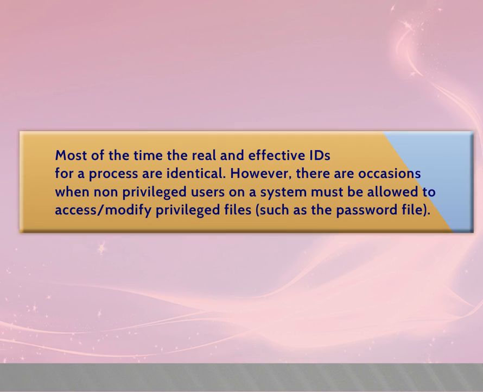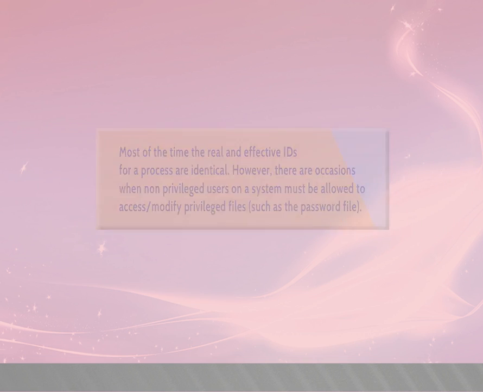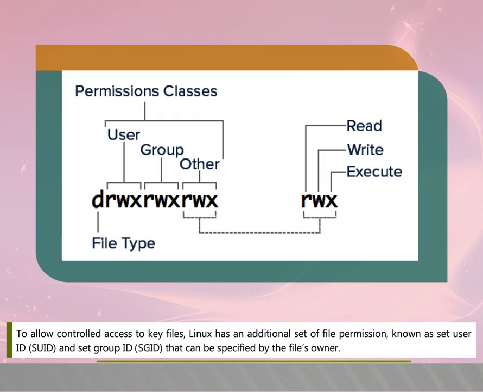However, there are occasions when non-privileged users on a system must be allowed to access or modify privileged files, that is such as the password file. To allow controlled access to key files, Linux has an additional set of file permission known as set user ID, that is SUID, and set group ID, that is SGID, that can be specified by the file's owner.